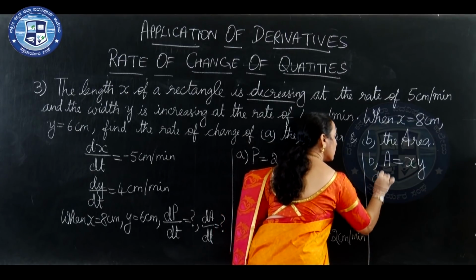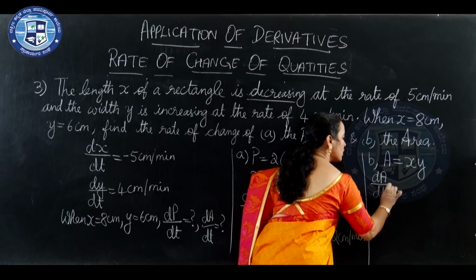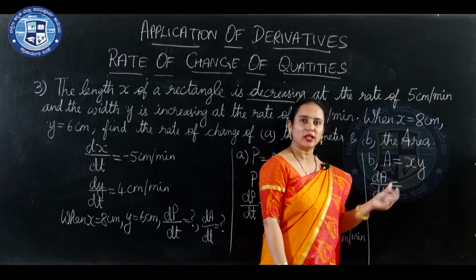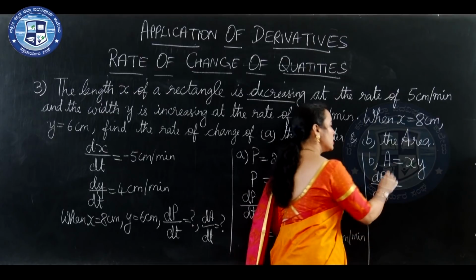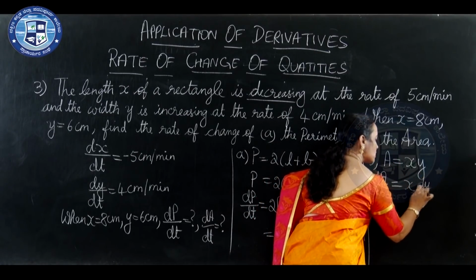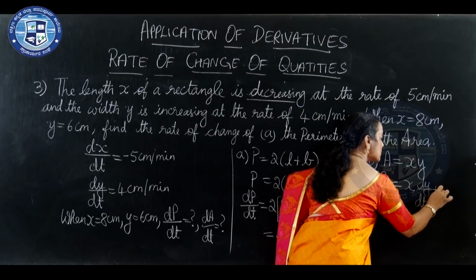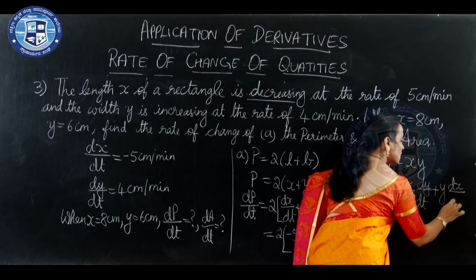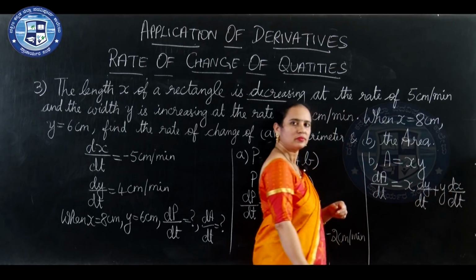Differentiate area with respect to time. So, dA by dt. X into y, apply product rule. So, keep x as it is, differentiate y with respect to t plus keep y as it is, differentiate x with respect to t.